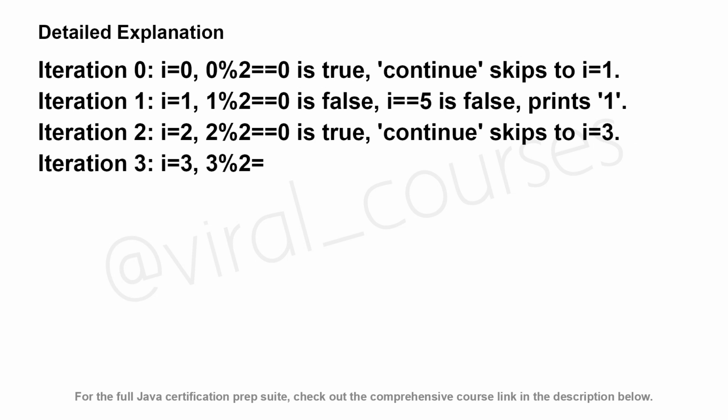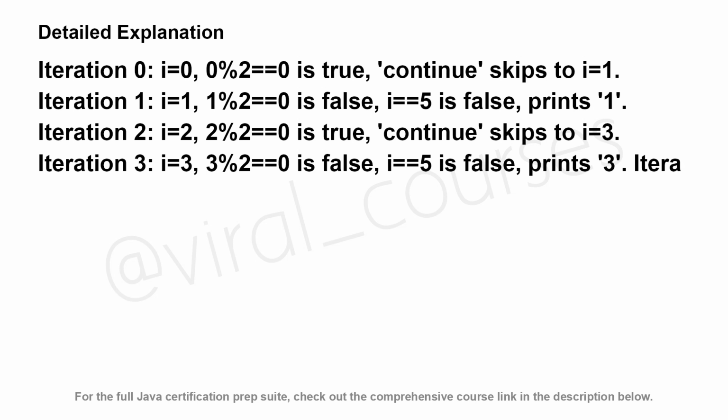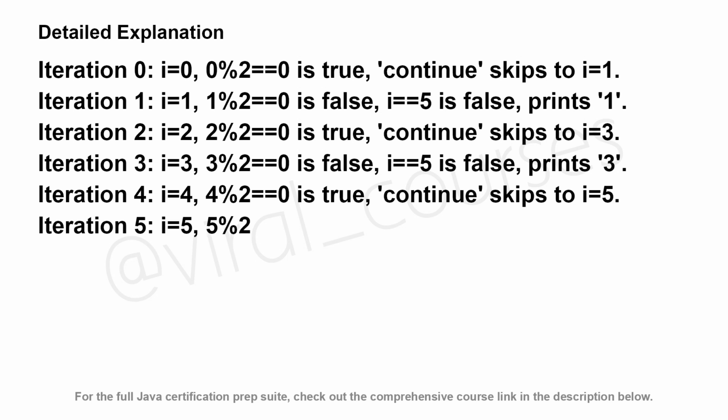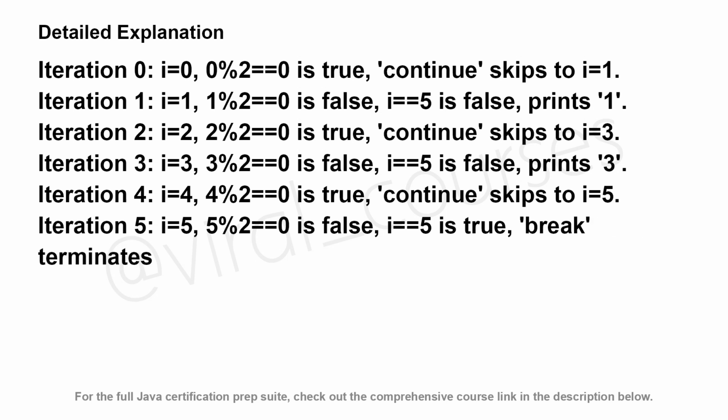Iteration 3, i equals 3. 3 % 2 equals 0 is false. i equals 5 is false. Prints 3. Iteration 4, i equals 4. 4 % 2 equals 0 is true. Continue, skips to i equals 5. Iteration 5, i equals 5. 5 % 2 equals 0 is false. i equals 5 is true. Break terminates the loop. Final output 13.